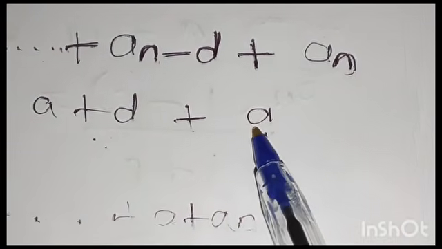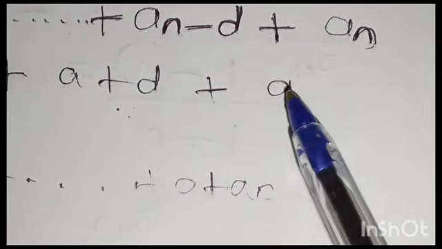So A plus An, then plus, we go to the last term and the first term. So we have A and A. The first term is A, the last term is A, and so we have plus A plus An.